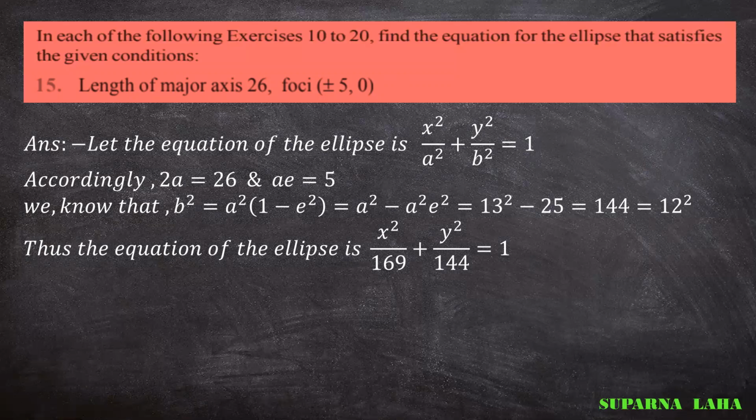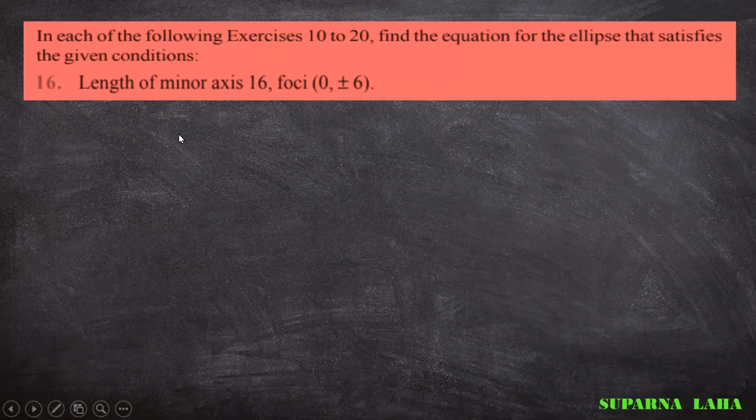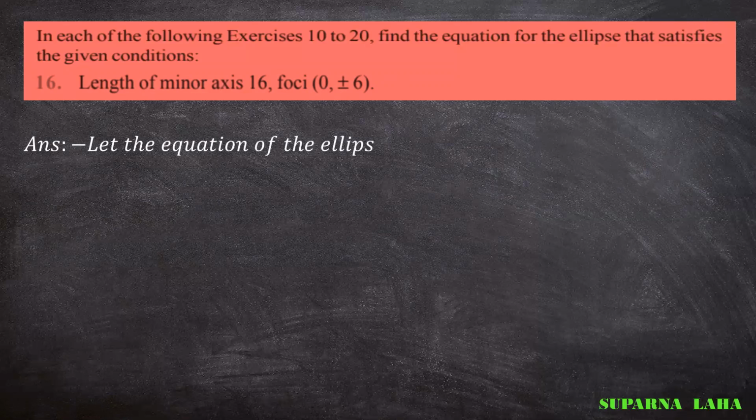Now, moving to the next question, question number 16. Length of the minor axis is 16 and the foci are 0, plus minus 6. Now, how to consider the general equation of the ellipse? Just look at the foci, which are on the y-axis. Since the foci are on the y-axis, the major axis is the y-axis and the minor axis is the x-axis. Here the length of the minor axis is given. So we can consider the general equation of the ellipse as x square by b square plus y square by a square equals 1.